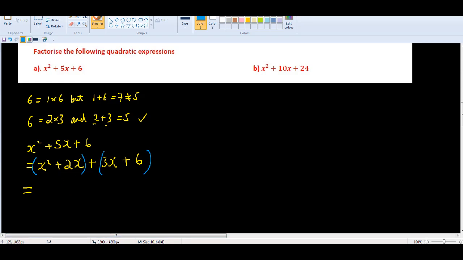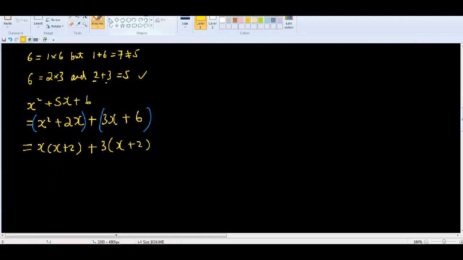So let's see, x squared plus 2x, you got x as the common factor. For 3x plus 6, we take 3 out of the bracket, 6 divided by 3 is 2. Right, do you see any common factor, a new pair of common factors? Yes.